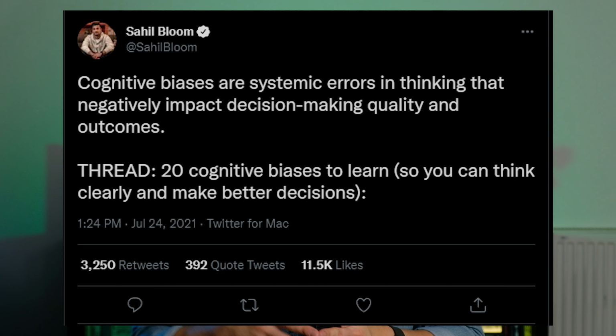Now, they're extremely important to know because if you know them, then you can avoid them. And as Sahil Bloom said on Twitter, cognitive biases are systemic errors in thinking that negatively impact decision-making, quality, and outcomes. So to know them is to avoid them, and to avoid them is to dramatically increase your decision-making skills and reduce bad outcomes.